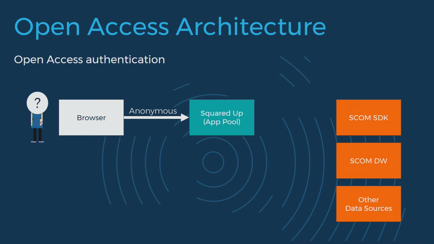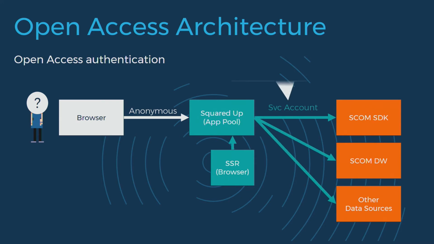Now, Squared Up can't talk to SCOM to service that request as the anonymous user, because SCOM won't trust the anonymous user. So what Squared Up does is, first of all, it fires up a sub process, and I'll talk about this in a second, called SSR. Essentially, let's just think of that as a local browser, a browser running on the Squared Up server. And that requests the dashboard on behalf of the user. Now, SSR is running as the Squared Up service account. So actually, when we go off to talk to SCOM, we use just the service account.